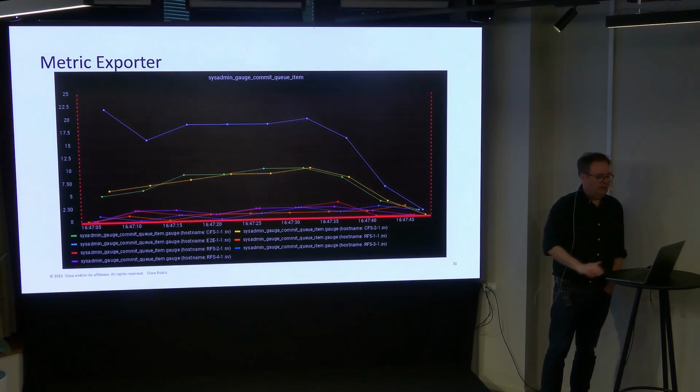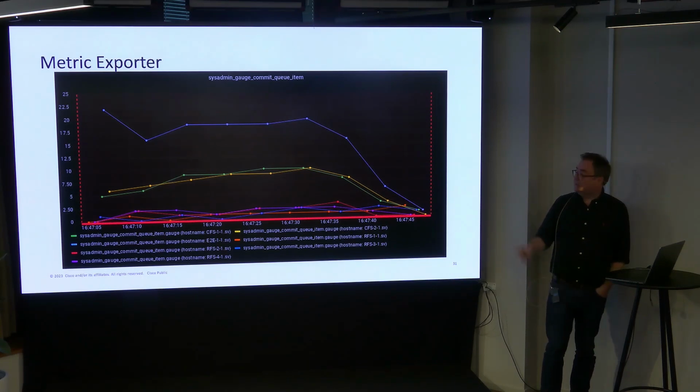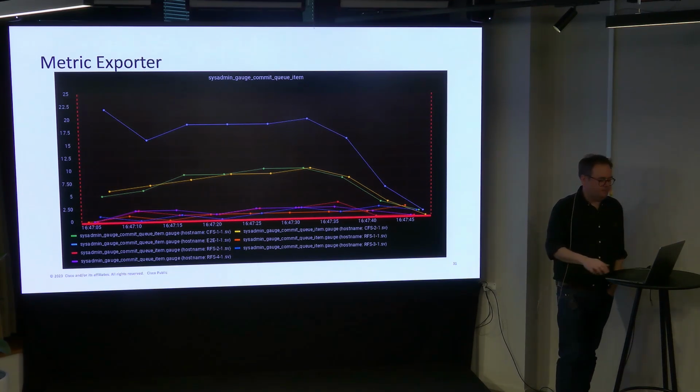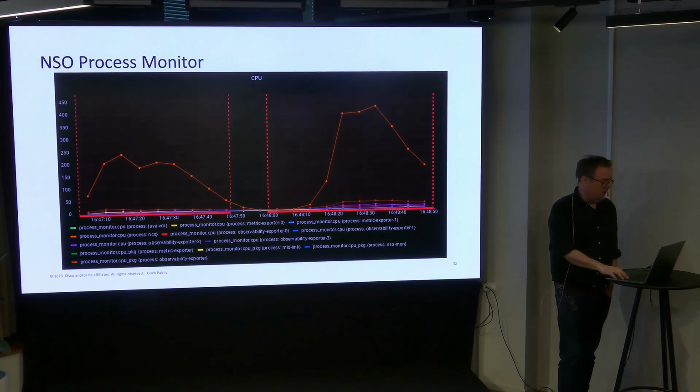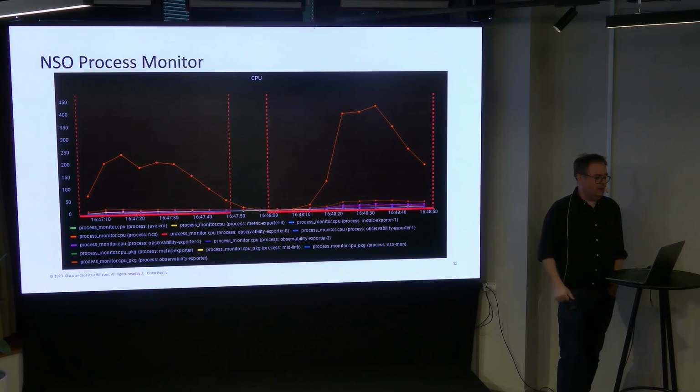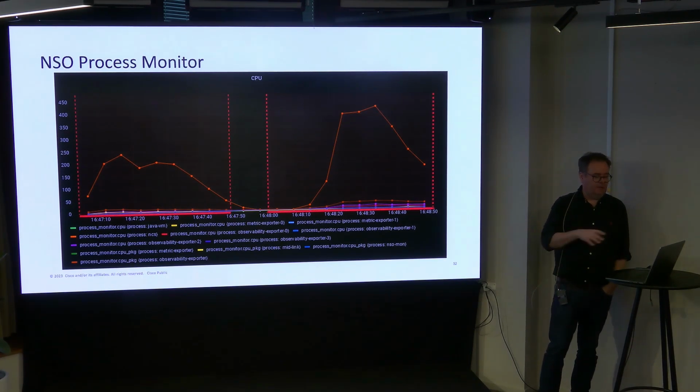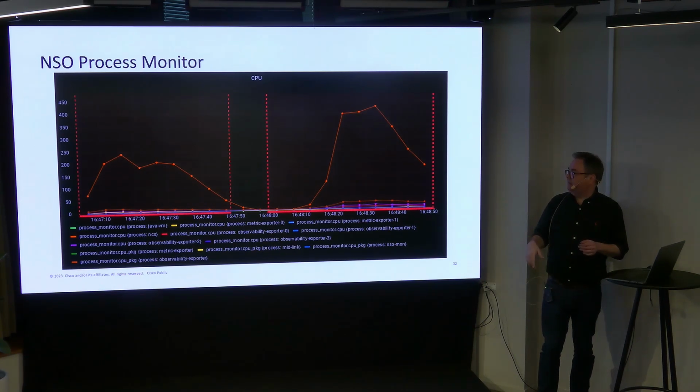And looking at the commit queues in this case, it's a completely different picture. Here the load is evenly distributed on both the CFSs and the RFSs. And this also shows in this CPU graph, where we are using more of the create span.